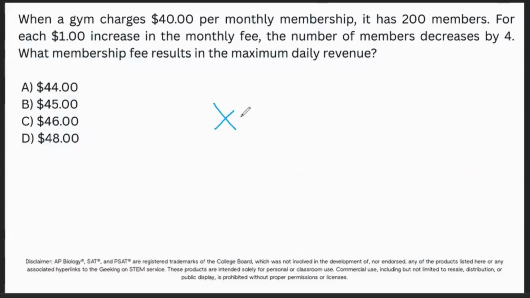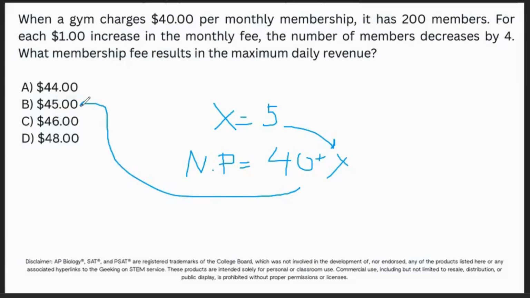So we have x now as 5, and we can plug that into our new price formula. Our new price formula was 40 plus x, the original charge plus the increase. We can go ahead and plug that in. So our value is 45. So the best answer choice for this is B.